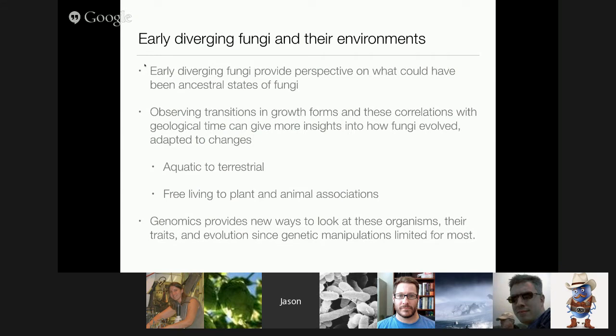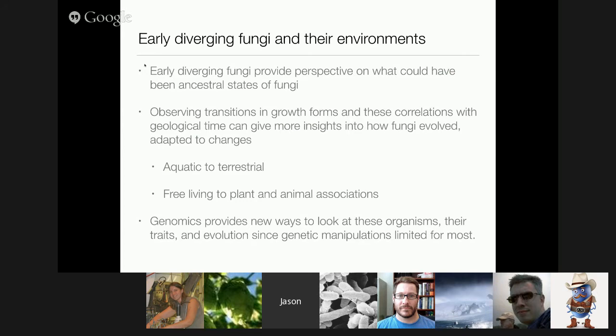But I also think that they're really important samples to study what might have been the ancestral states of the fungi. So being able to study the early diverging lineages can sometimes give you clues into what the earliest ancestor of the fungi might have been doing, and that's really interesting to me, and trying to understand how that relates to the really amazing amount of diversity we see in the kingdom. What did the ancestor look like, and how different are the things we see today from that? So we can observe some of the transitions in growth forms across the kingdom, and see how these changes might correlate with geological time.